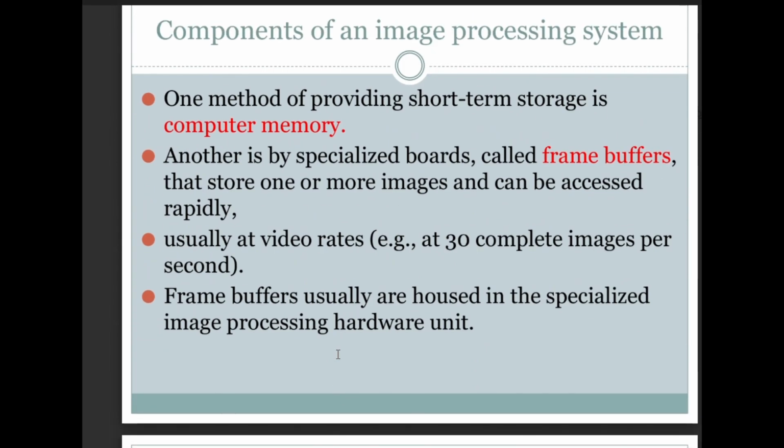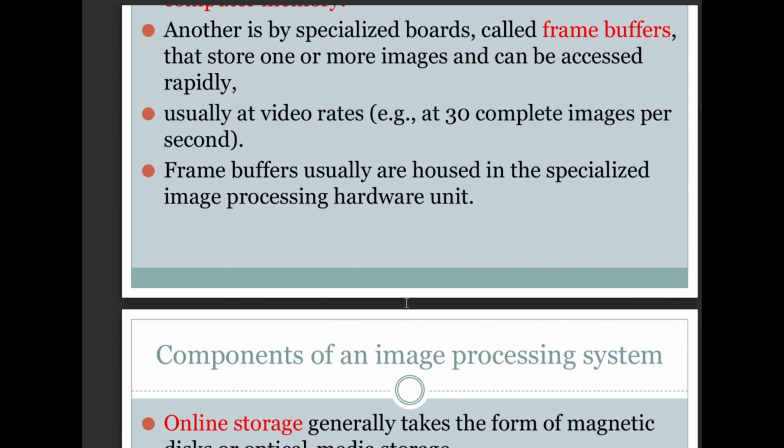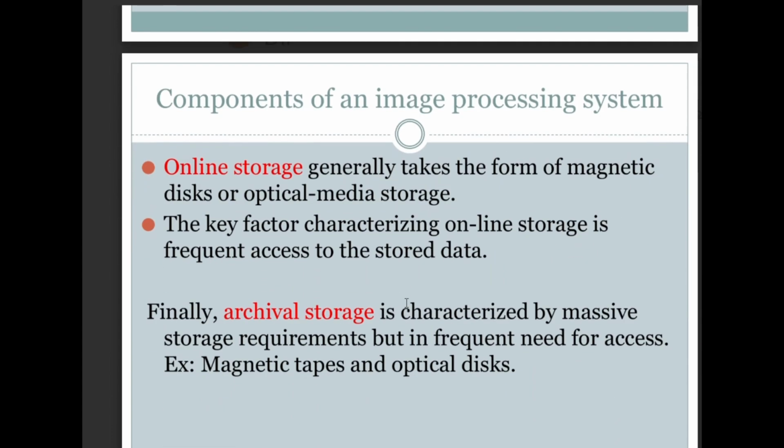Next, one method for providing short-term storage is computer memory. It has frame buffers that store one or more images and can be accessed very rapidly. Frame buffers usually are housed in a specialized image processing hardware unit.